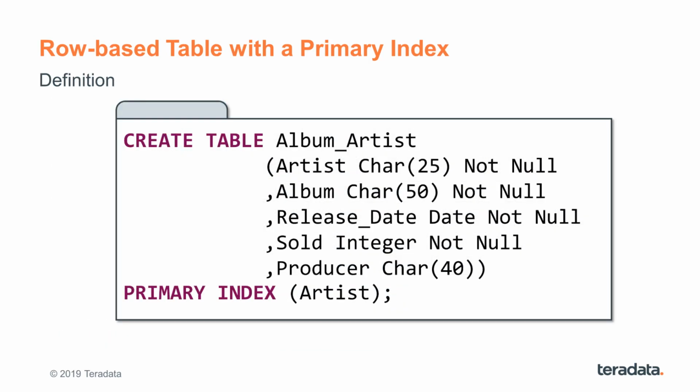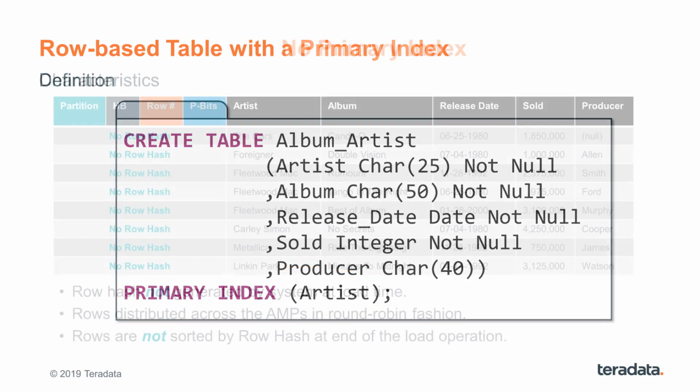Here you see the DDL for a row-based table with a primary index. You can see this is how you specify a primary index designation. This has been true since the first day of Teradata.